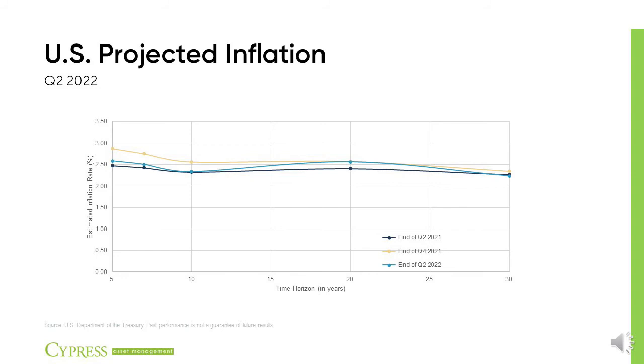Finally, we've plotted the market's forecast for inflation by taking the difference in yields between U.S. Treasury bonds and TIPS at different maturity levels. Like the last chart, the bright blue line represents current inflation expectations, the gold line represents inflation expectations at the end of last year, and the dark blue line represents inflation expectations from 1 year ago.